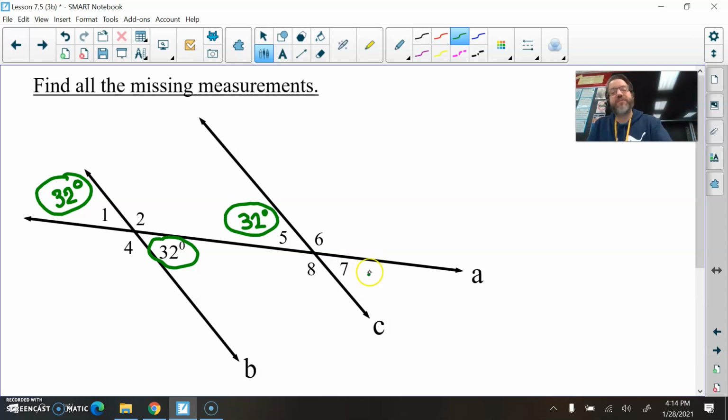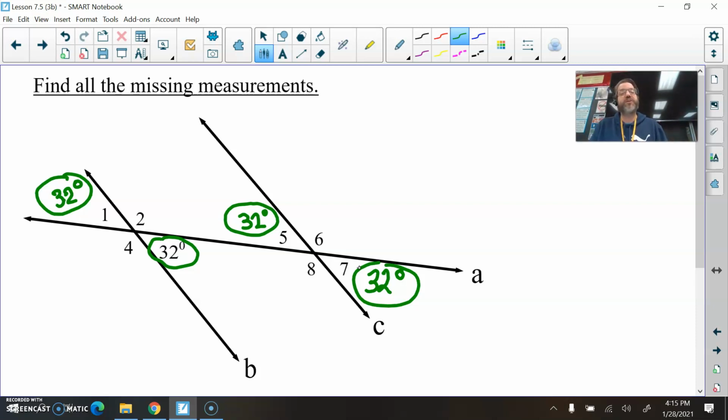So that means angle 7 is 32 degrees. I know so because it's vertical to angle 5. I also know so because it's corresponding to this 32-degree angle. And I know that angles 1 and 7 are alternate exterior angles, so they must be congruent as well. I've actually found all of the acute angles to be 32 degrees. So I have to do something different now to find the obtuse angles.